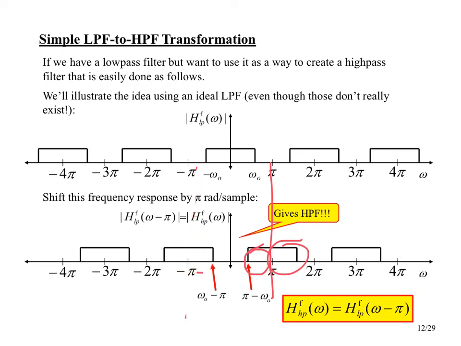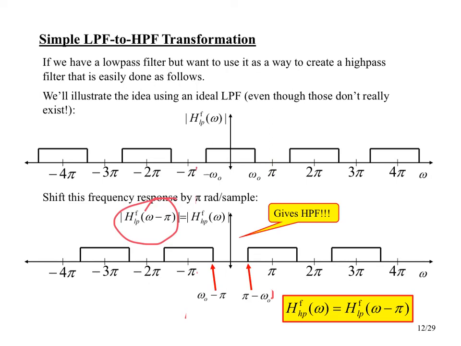And so we can see that in addition to doing the z gets replaced by minus z in the z domain for the transfer function, from the frequency response point of view, transforming low pass into high pass is just a matter of shifting to the right by pi. In fact, we could shift to the left too. Same thing would happen. But we're going to shift to the right by pi.